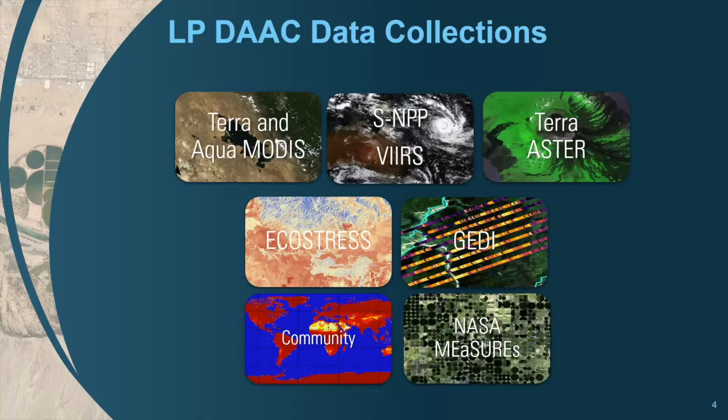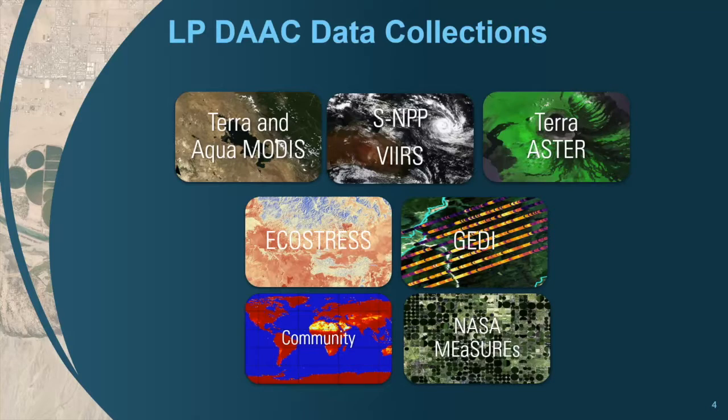In the middle, we have two very new and very exciting missions, both of which are Venture-class missions attached to the International Space Station. The first is the ECOSystem Spaceborne Thermal Radiometer Experiment on Space Station, or ECOSTRESS, which is a multispectral thermal radiometer that provides radiance to LST to ET at 70-meter resolution. And the second is the Global Ecosystem Dynamics Investigation, or GEDI, which is a full waveform LiDAR sampling mission. The LPDAAC archives and distributes the GEDI L1B full waveforms and Level 2 derived canopy height and vertical structure metrics.